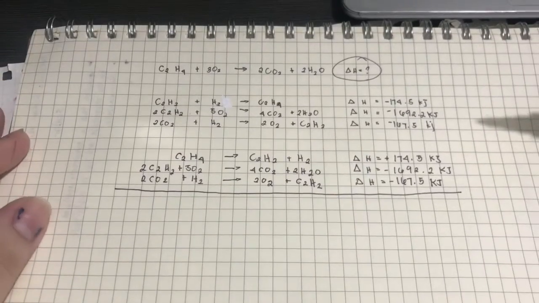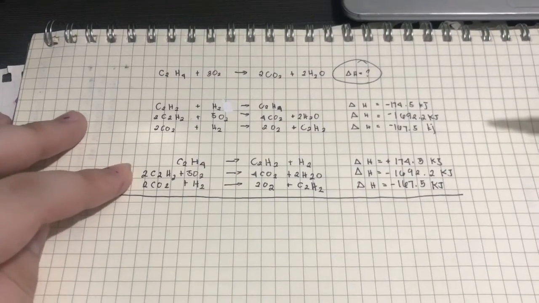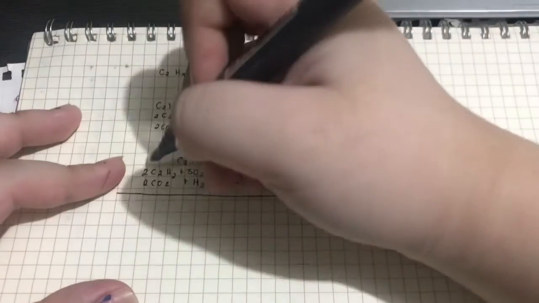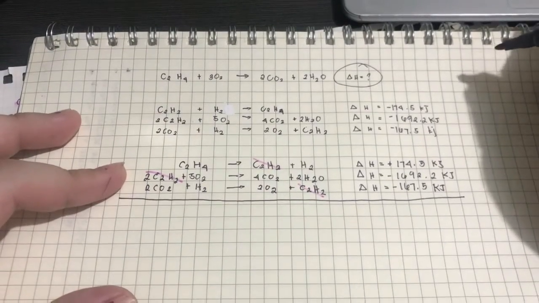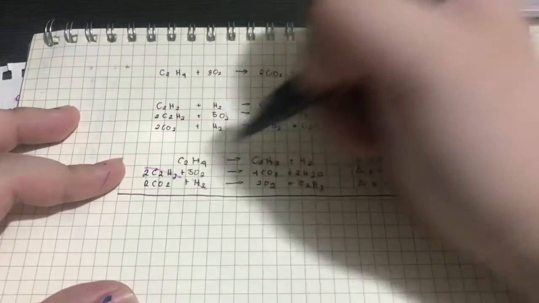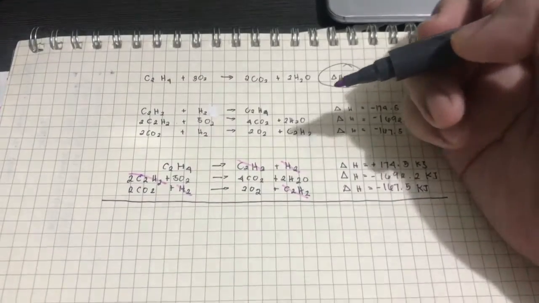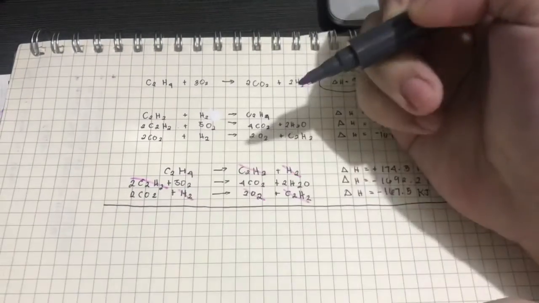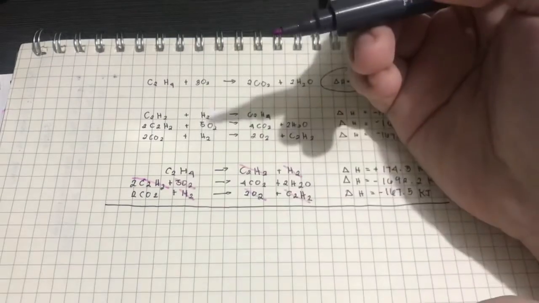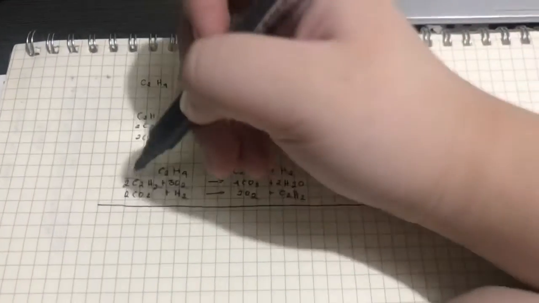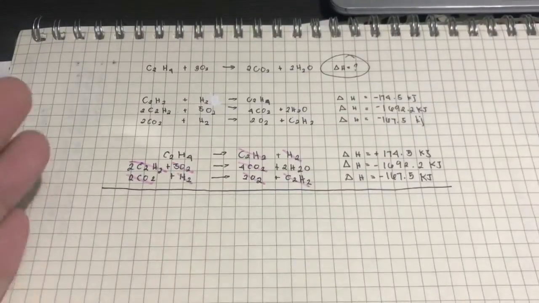So now we will start canceling. So what cancels? First is 2C2H2. Next is H2. Next is 2O2, and the next one is this one. So this is why it looks canceled.